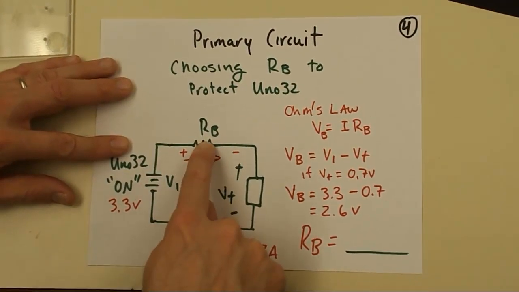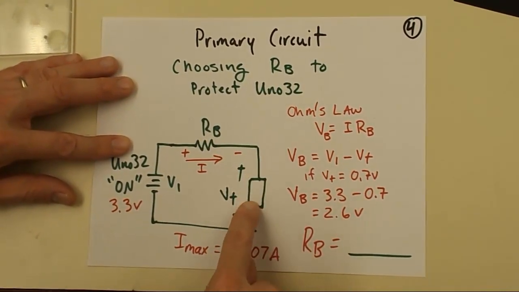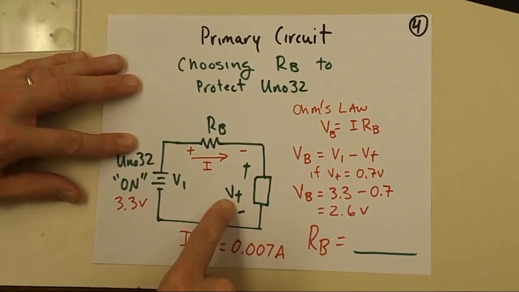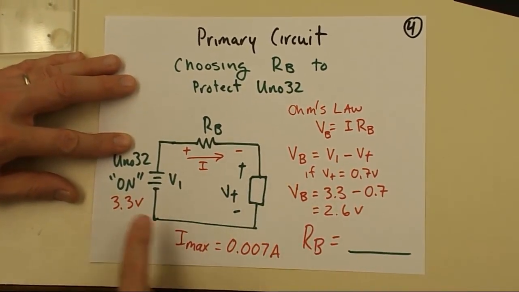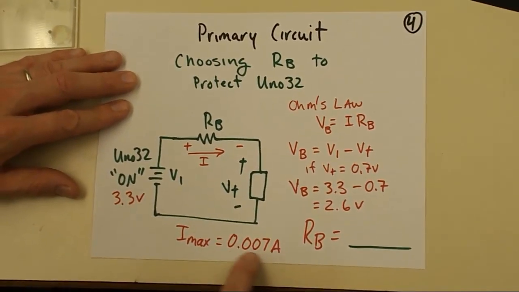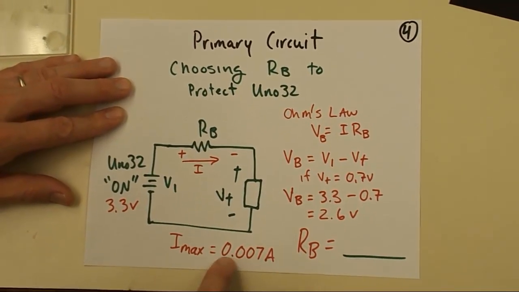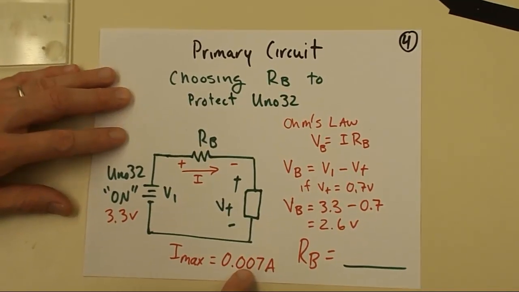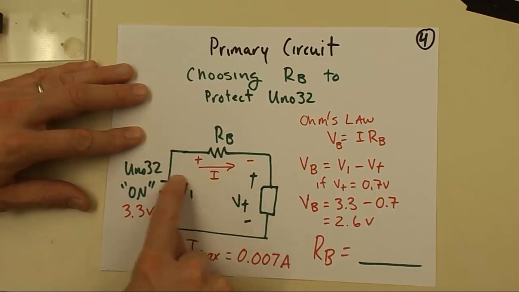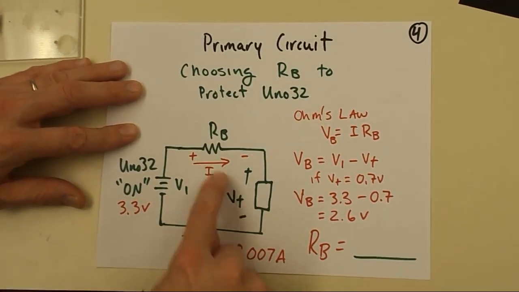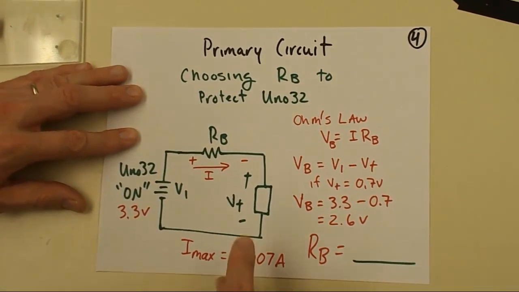That drives a current through the base resistor and then across the transistor. This VT we're calling the transistor voltage. So the limit on the Uno32 digital output, we're trying to keep it around 7 milliamps max. And so we want to use Ohm's law so that we can choose a base resistor so that this current is no larger than 7 milliamps. So let's take a look at that.